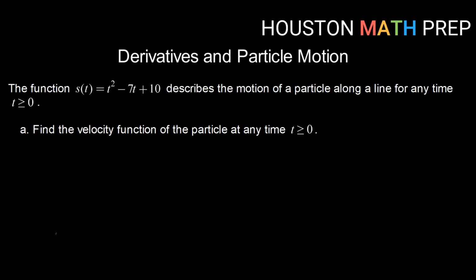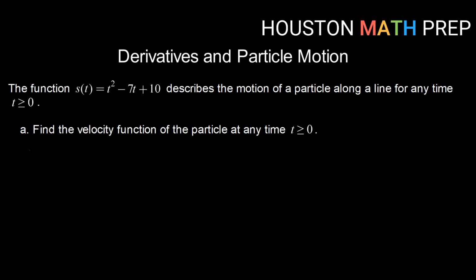In this video, we're going to take a look at an example of derivatives and particle motion. So just working through some questions about a particular particle motion problem and what we can glean. So let's say we have the function s of t equals t squared minus 7t plus 10, which describes the motion of a particle along a line at any time for a positive t. Find the velocity function of the particle for any positive t.